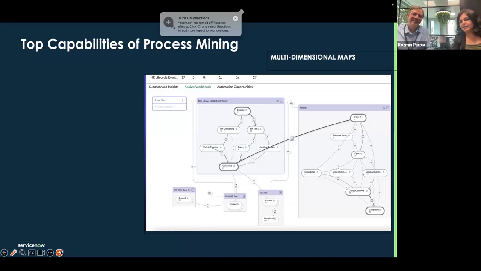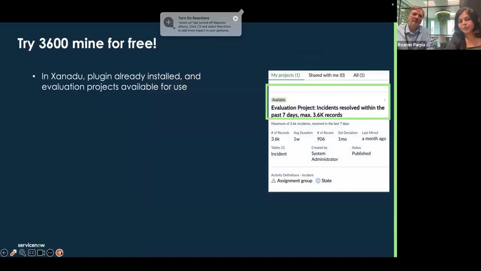And this is a multi-dimensional process map where you bring trial tables onto the same page as your parent table, and you're able to then understand the relationships and what's going on, why your records are being hung up at a certain state. So that's all about the main capabilities of process mining.